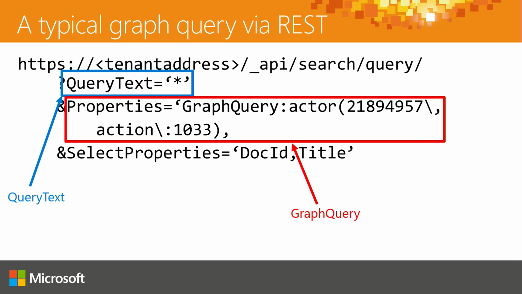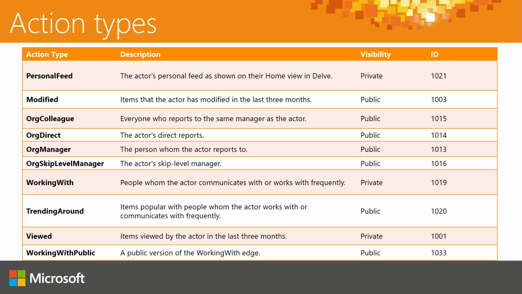This bit below here that starts with graph query and then actor, that's a specific query against the graph where we can start to really narrow down exactly what it is I'm trying to pull back. And there are a number of different sources, and it just looks like numbers and gibberish there at the moment. But what we've actually got, and this is a copy of the documentation that we've got there, is there are a number of different types of queries we can execute here. So you can see I can query the personal feed. I can get a list of documents that a person has modified, not just things they've viewed. I can see who their colleagues are, their direct reports, their manager and skip level manager, who they're working with, trending around, documents that they've viewed in the last 3 months, as well as people that are working with on a public version of that Edge.